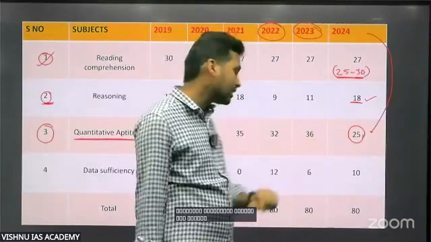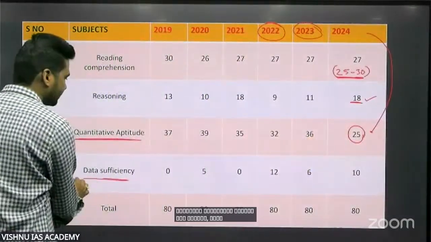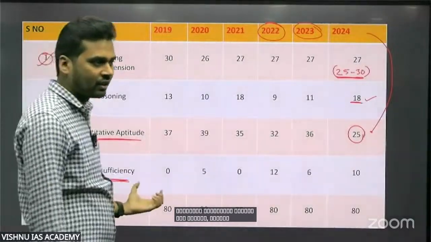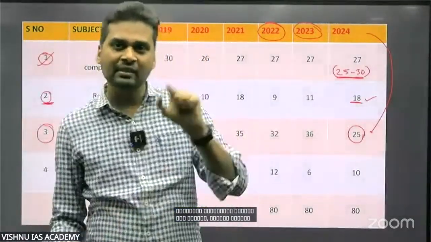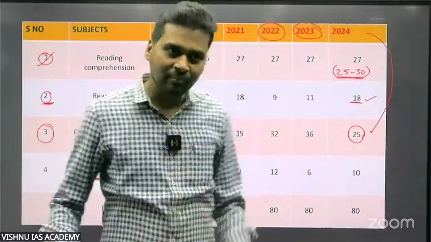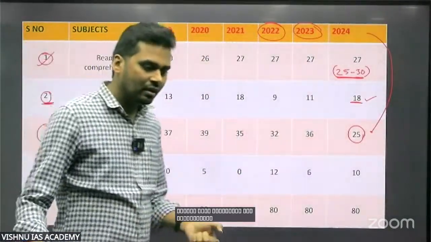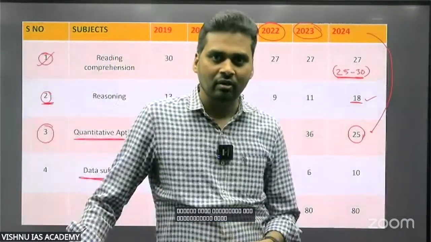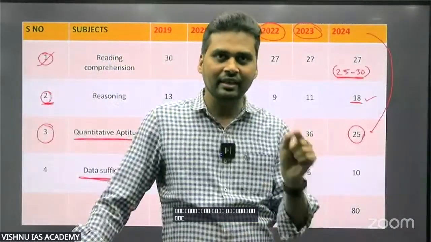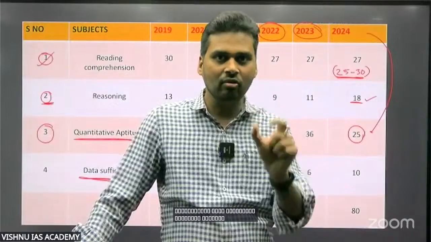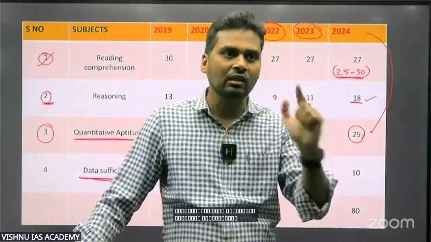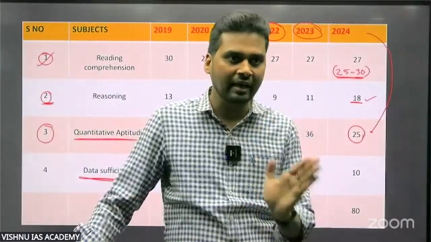There's one more part, that is data sufficiency. What is this data sufficiency? See, in the GS paper, you have statements and conclusions, right? Similarly, data sufficiency is exactly like that. Statements are given, and some conclusions are given. Is the given data enough to solve the question or not? This is related to data sufficiency.